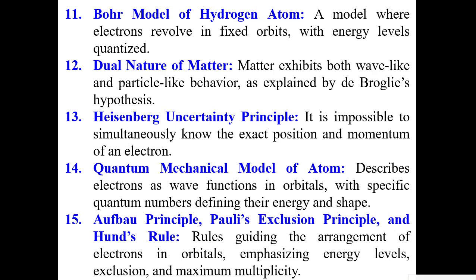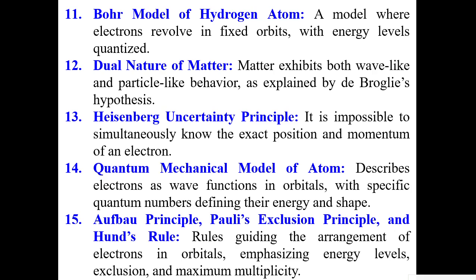Describes the electron as a wave function in orbitals with specific quantum numbers called energy levels and their shapes. That is what orbitals were saying. When electrons are revolving around the nucleus, they are going around a certain path. That path is called an orbital.